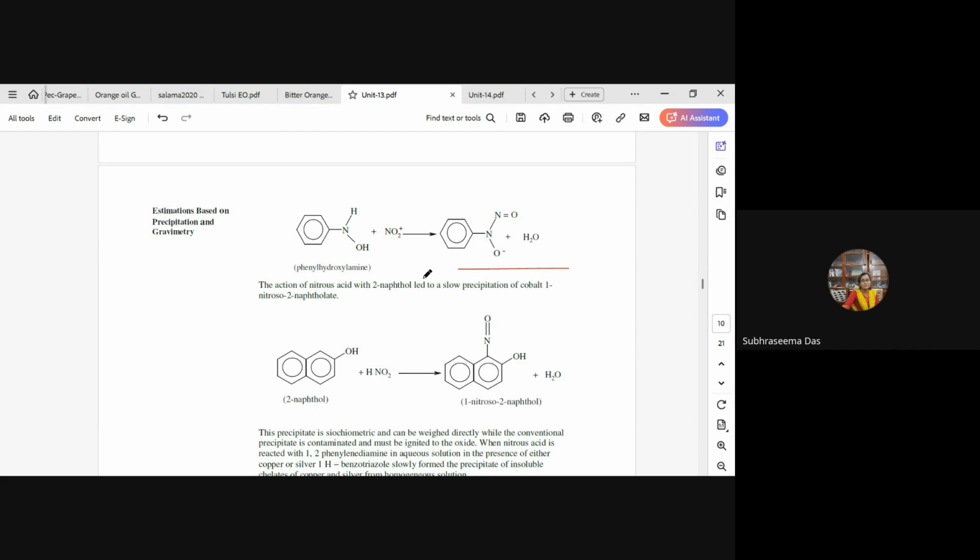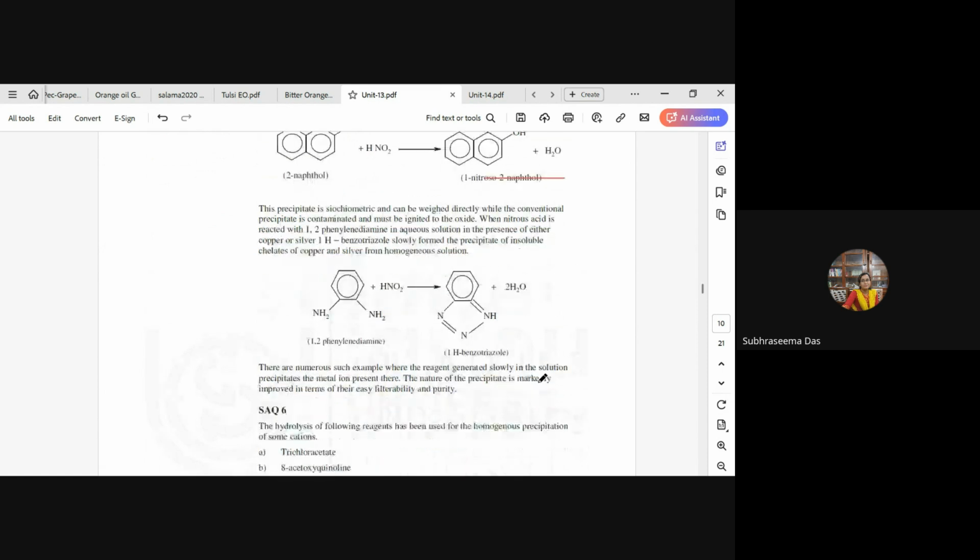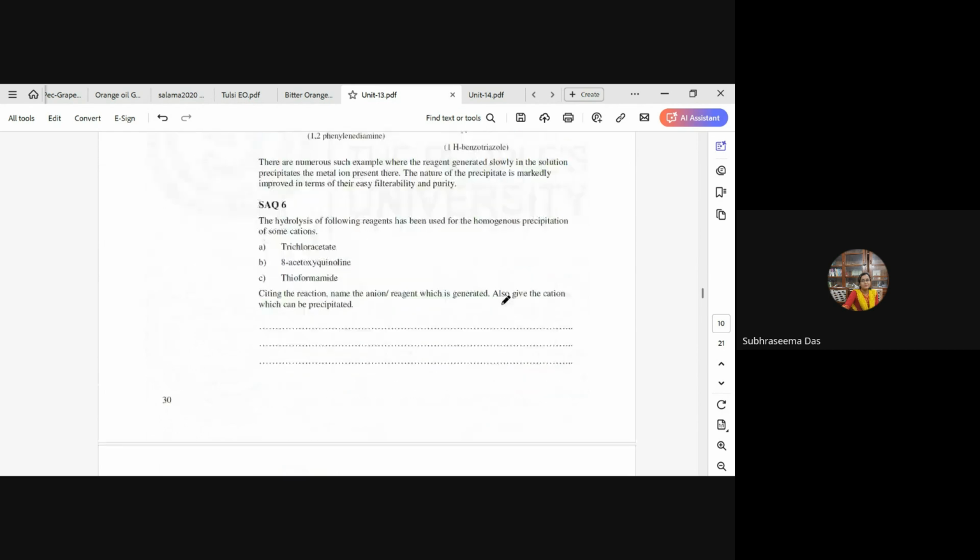Phenylhydroxylamine forms this compound. The action of nitrous acid with 2-naphthol led to slow precipitation of cobalt 1-nitroso-2-naphthol. Here an example has been given. So there are various such examples where the reagent is generated during the reaction and it has been used for estimation of the insoluble precipitates of metals.